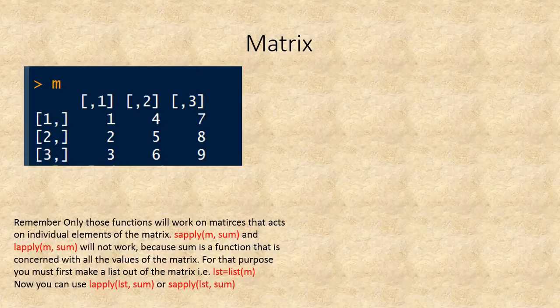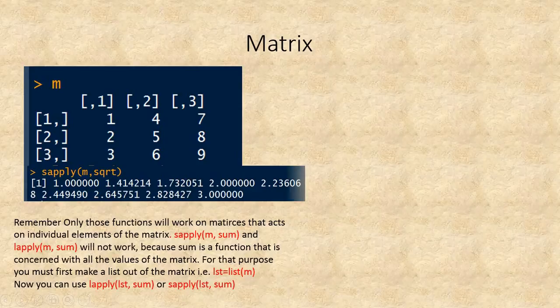Here also the same thing: only those functions that take individual values will work and give output. Those functions that take all the elements as their inputs and give one output will work, although their output will be the same as this matrix. They will not give you the sum, for example.